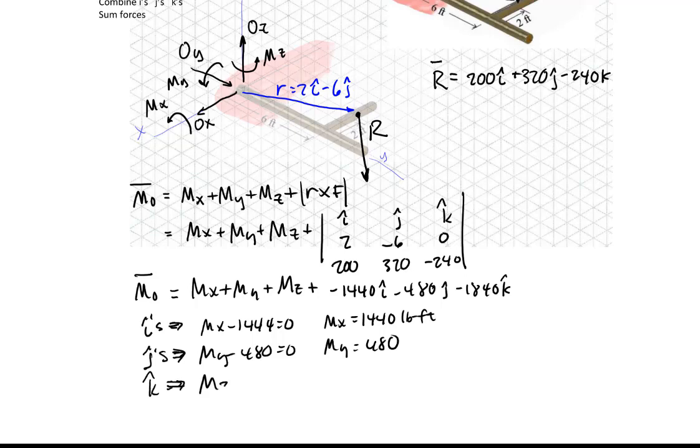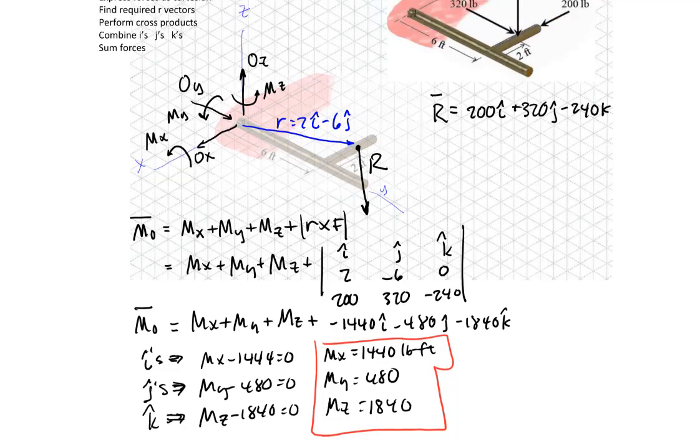M in the z-axis minus 1840 equals 0, so Mz is equal to 1840. All right, so I have solved for all three of the moment reactions about point O. Now, what about the forces? The forces in this very simple example are also going to be in the same way. We're comfortable, I think, finding reactions to forces.